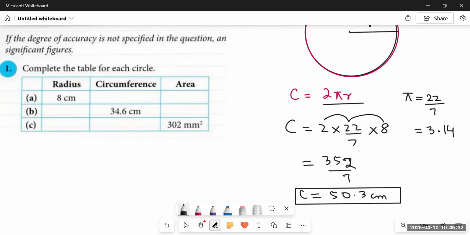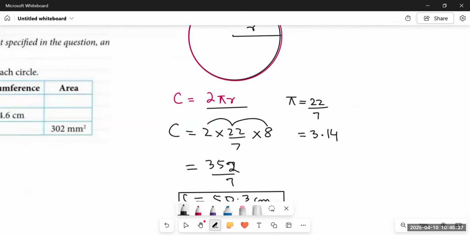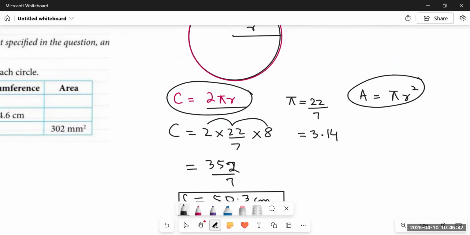And how do we find the area of a circle? To find the area of a circle, we use a different formula, which is pi r square. Basically, you just have to memorize these two formulas to solve these types of questions. So again, we are going to write 22 upon 7 for pi, and r square, we'll put 8 inside the bracket.